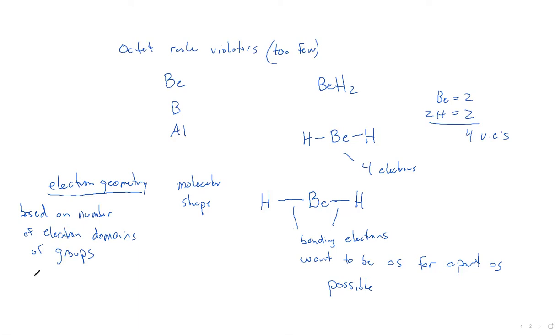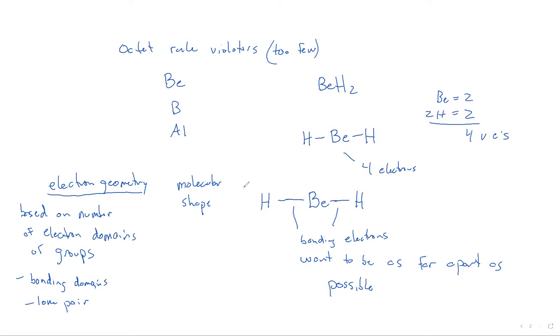It's either a bonding domain or a lone pair. So both of these count as groups. So it's either a bonding domain or a lone pair, and that will determine electron geometry. And so here we have beryllium dihydride, and there are two electron domains, right? And they're both bonding domains. And so those bonding domains want to get as far away from each other as possible. And how do they achieve that?